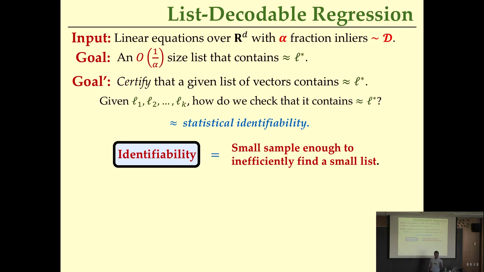I'm going to focus on how we can verify, if I gave you a list, whether it's actually a good list. But there could be many solutions, right? There may be an exponential number of solutions. Absolutely, yes. And any one of them is okay. Give me any list that contains an L star and I'll be happy.